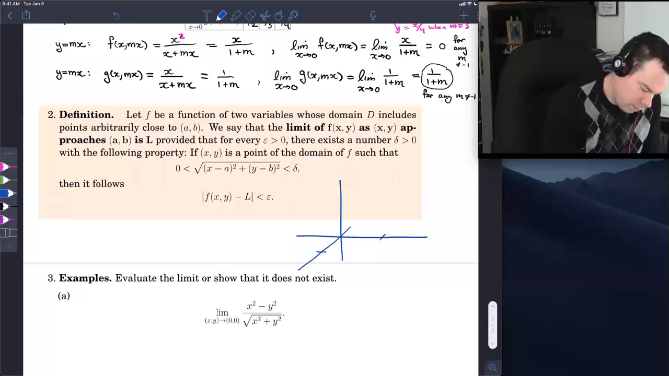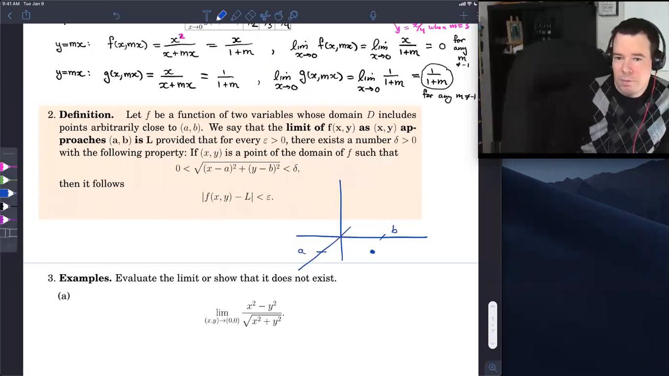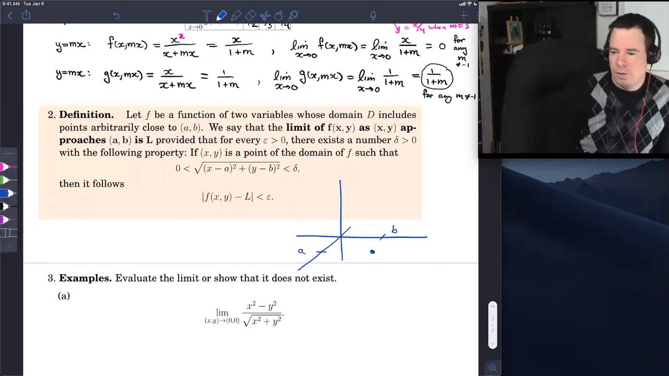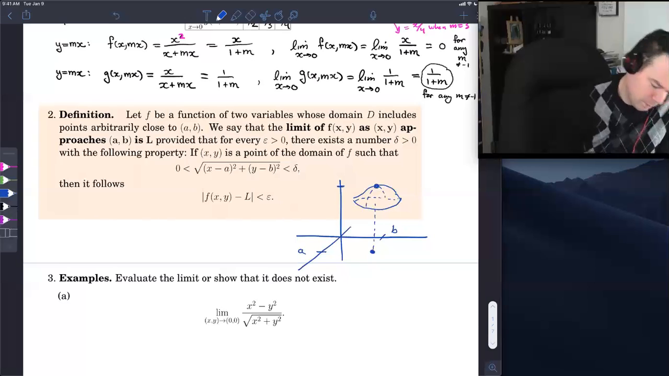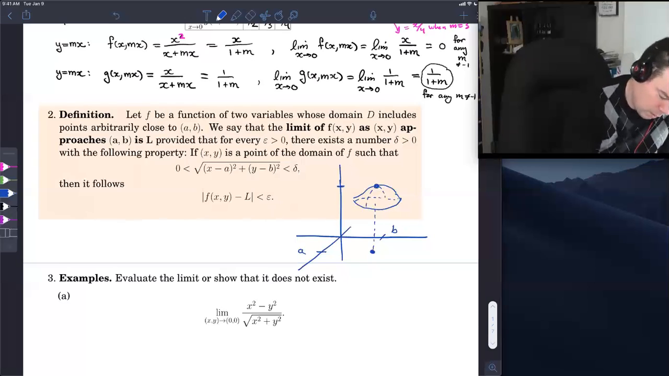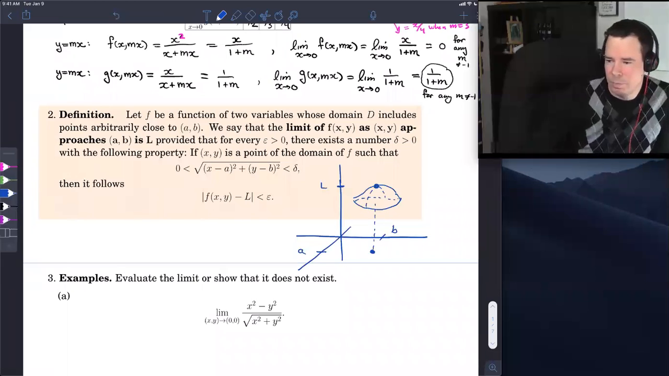I've got this point (a, b) in my domain, and I'm letting points (x, y) get closer and closer to that (a, b) value, and I want to know what's happening to my function value at that point. So I go up to my function here, and my function maybe looks something like this. So it's going to be a surface, and there's my point that I'm thinking of as being the limiting value L. So that's what I'm thinking L is going to be.